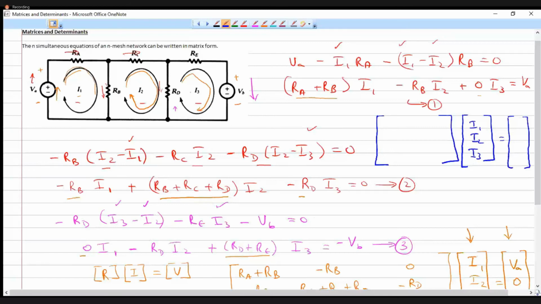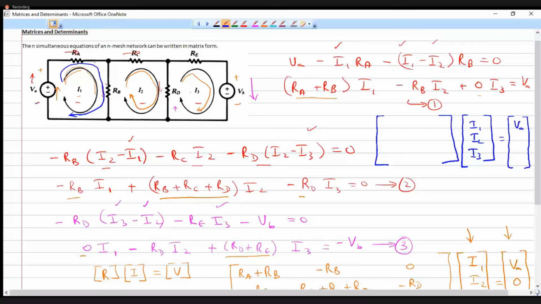Now to write the voltage matrix, consider the meshes. If you are traversing the voltage VA from minus to plus, then take it as plus VA. The first element is the sum of all the voltage sources in the first mesh. Since in the first mesh we have only one voltage source and we are traversing from minus to plus, we will write it directly as equal to VA.